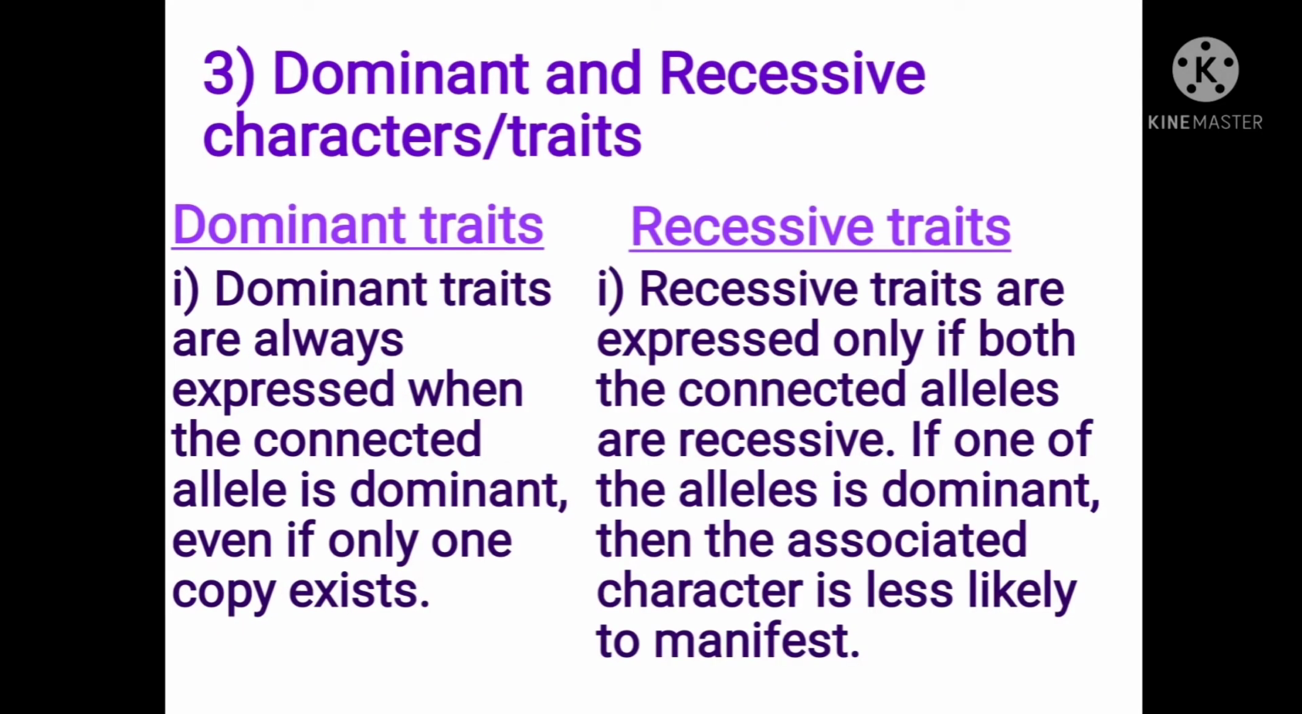The next is dominant and recessive characters or traits. Dominant traits are always expressed when the connected allele is dominant, even if only one copy exists. On the other hand, recessive traits are expressed only if both the connected alleles are recessive. If one of the alleles is dominant, then the associated recessive character is less likely to manifest.